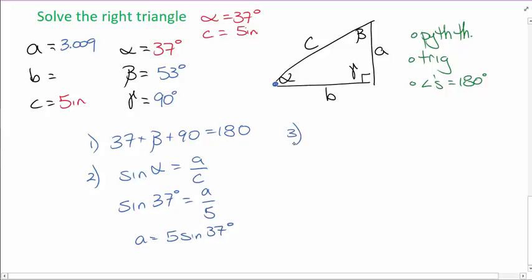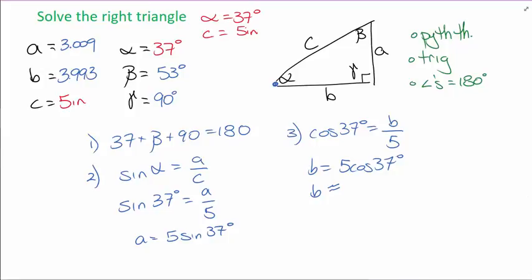For my final unknown, which is B, I could either use the Pythagorean theorem or I could use trig again. I would recommend using trig. If I used the cosine of 37 degrees, that would equal B over 5. So B would equal 5 cosine of 37 degrees. Using my calculator, I could find my B value to be approximately 3.993.